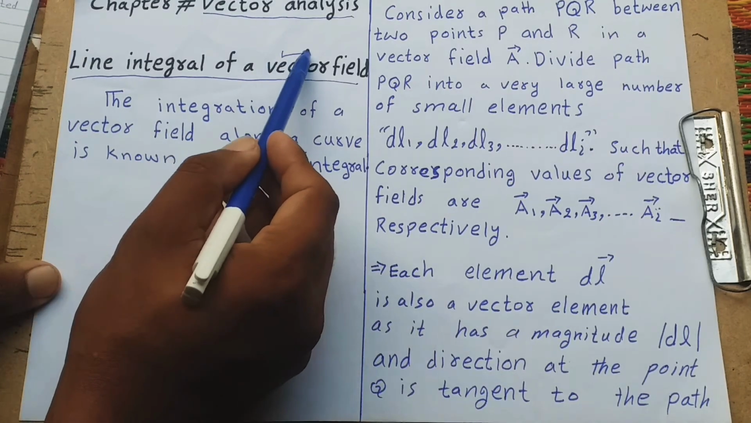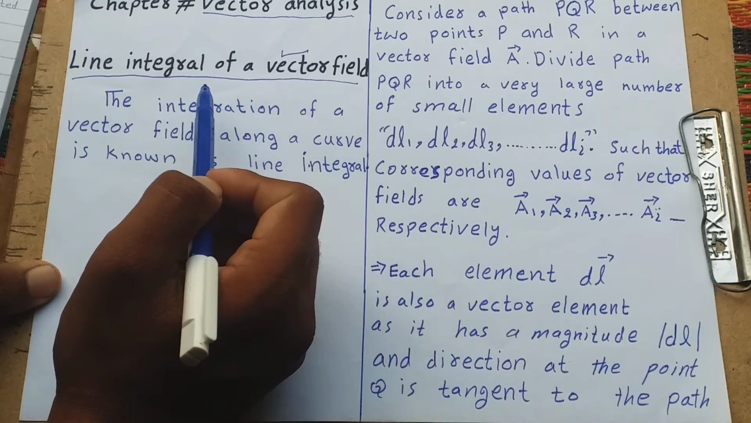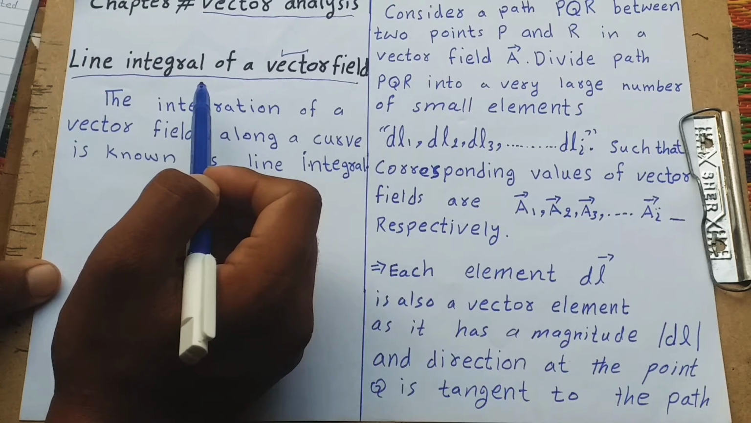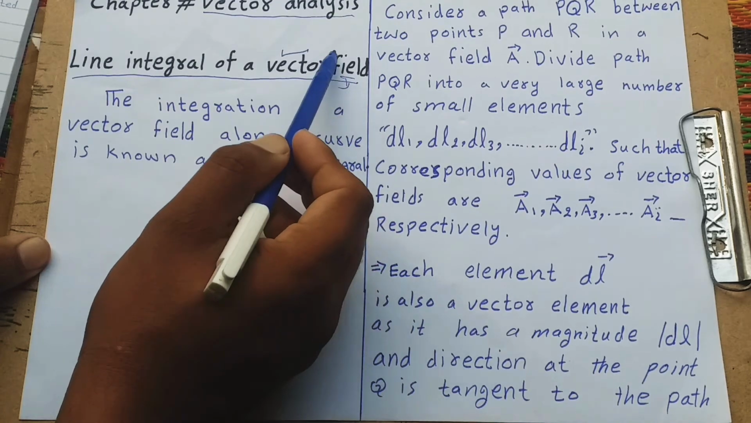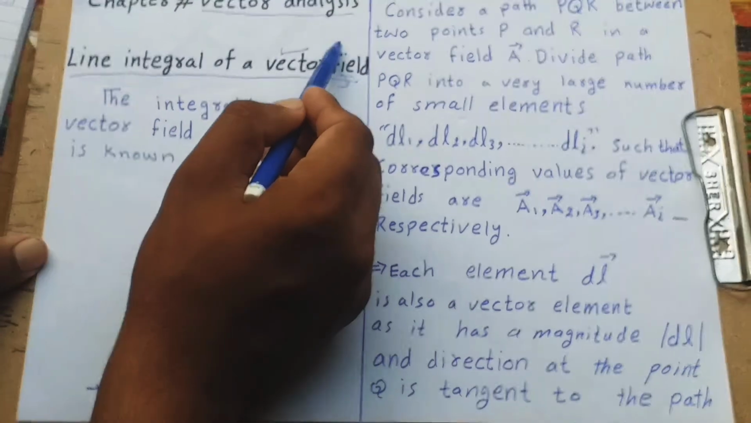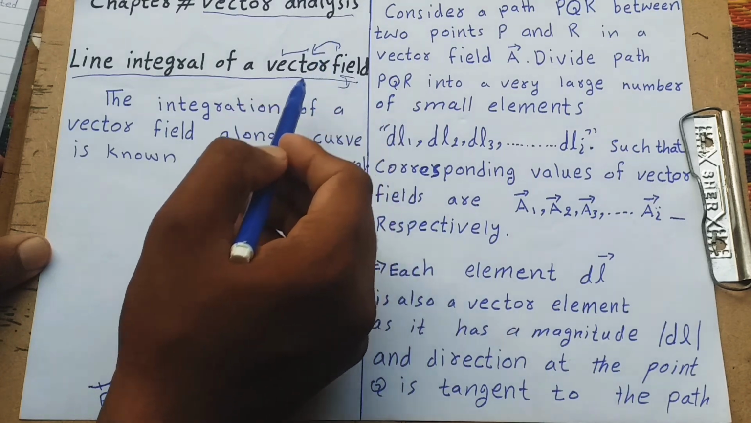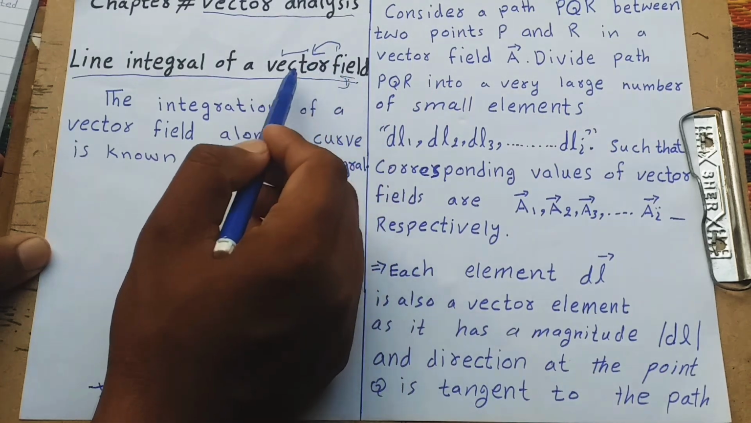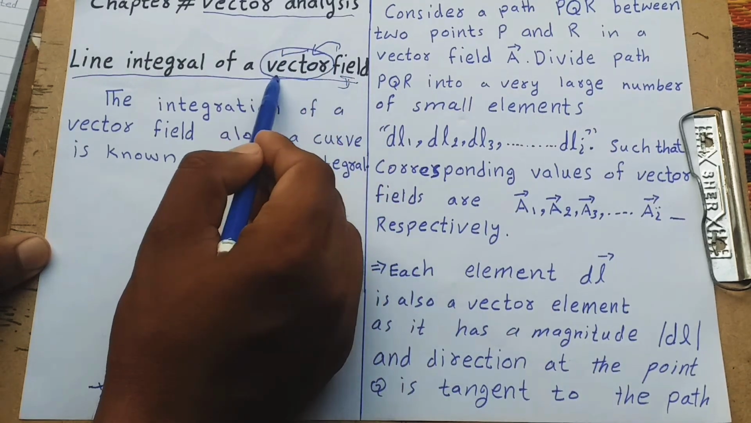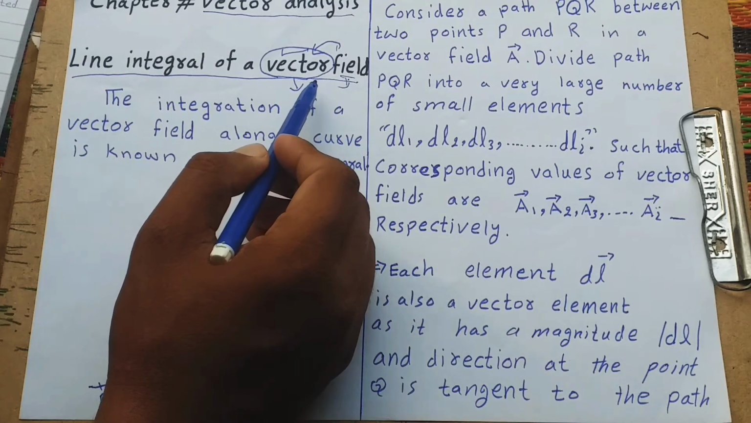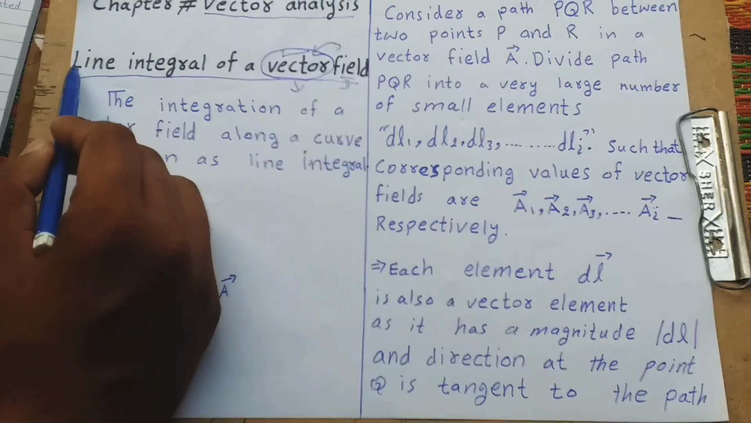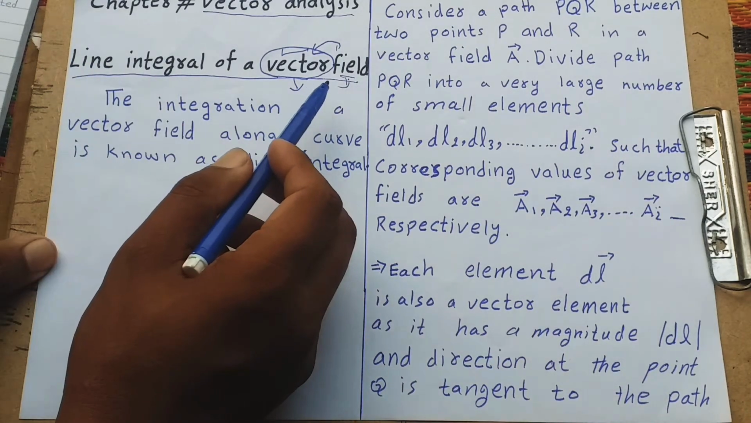First, let us understand what a vector field is. A vector field is a region in space in which a vector quantity is continuous, meaning a field. Understand? And we define the line integral of a vector field.